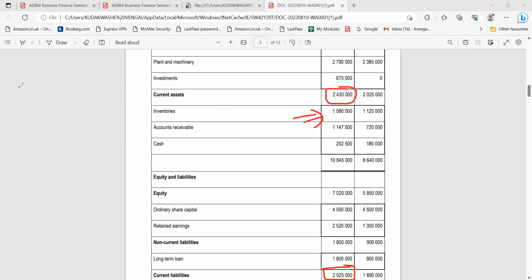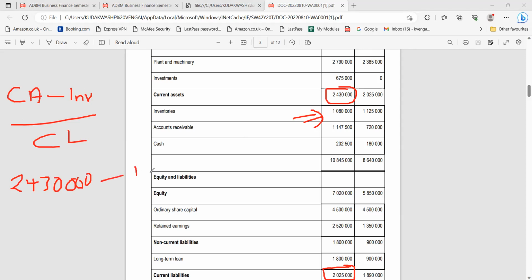So acid test ratio, it's current assets minus inventory over current liabilities. So current assets, 2430,123 minus inventory, 1080,123, all of that divided by current liabilities, which is 2025,123. And then what do you get?